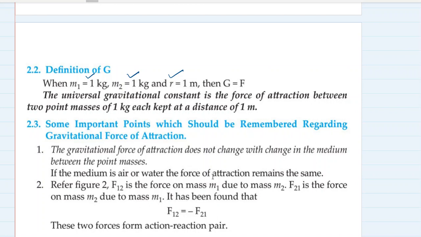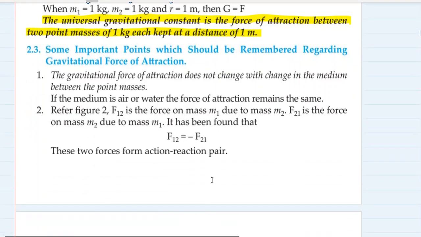And this value of F was the value of universal gravitational constant. So how can we define universal gravitational constant? The universal gravitational constant is the force of attraction between two point masses of 1 kilogram each kept at a distance of 1 meter. Okay, some important points which should be remembered regarding the gravitational force of attraction.